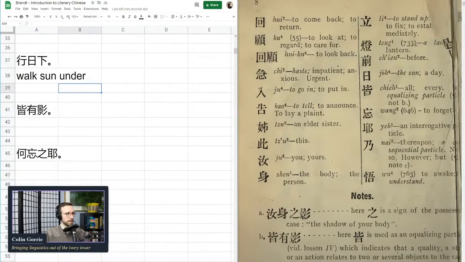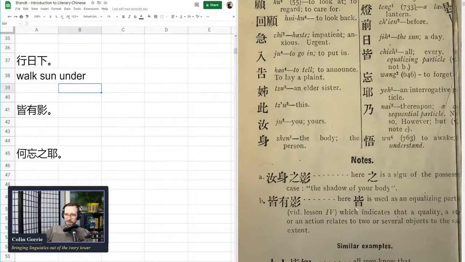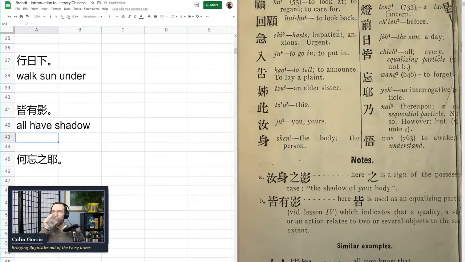Then we have this particle jie, which our textbook says is an equalizing particle. So it indicates that a quality, a state, I'm assuming, or an action relates to two or several objects to the same extent. So I think we'd translate this as something like all in English. So, or in any case, something like that. Let's just gloss it as all have shadow. All right. Coming to the end of it now.